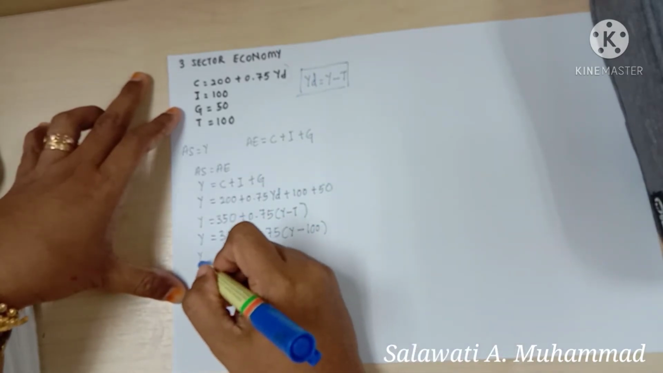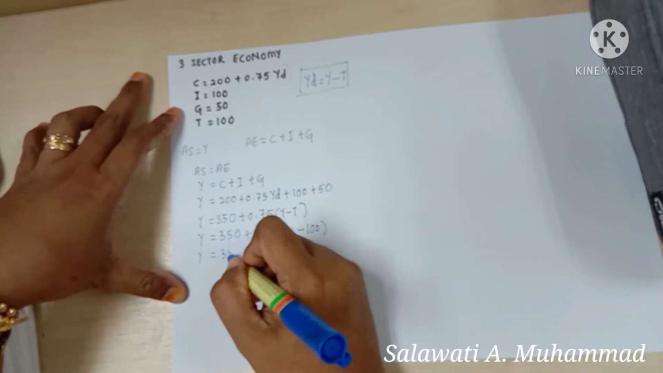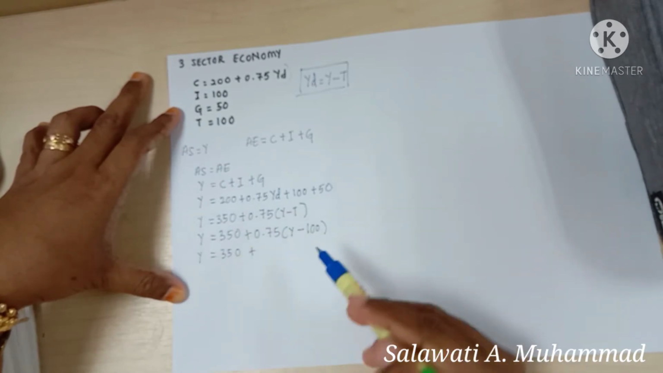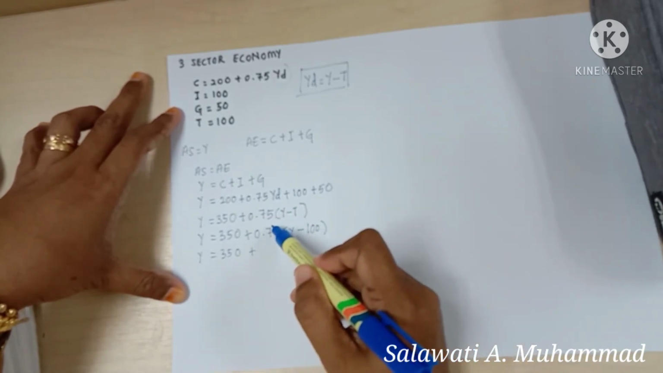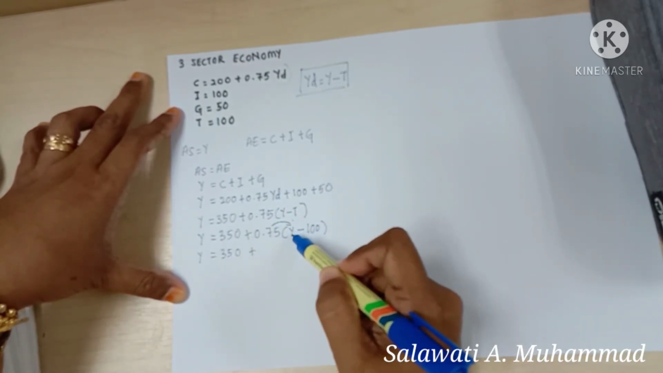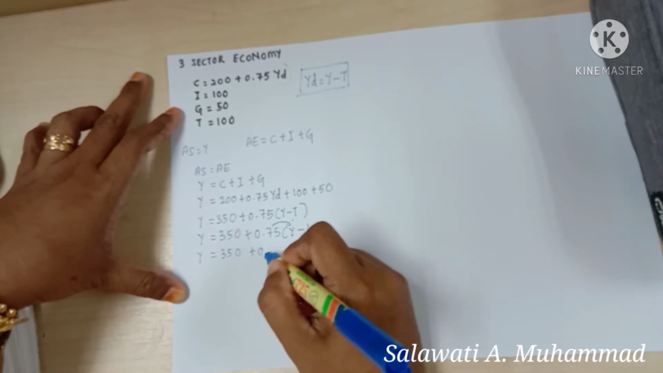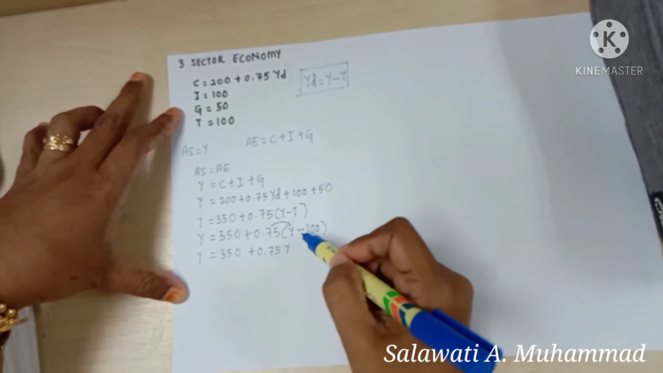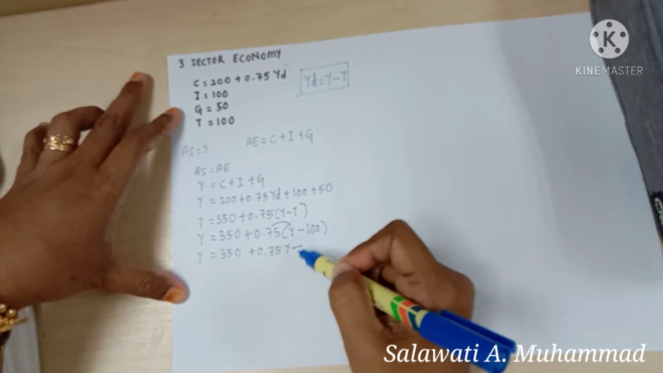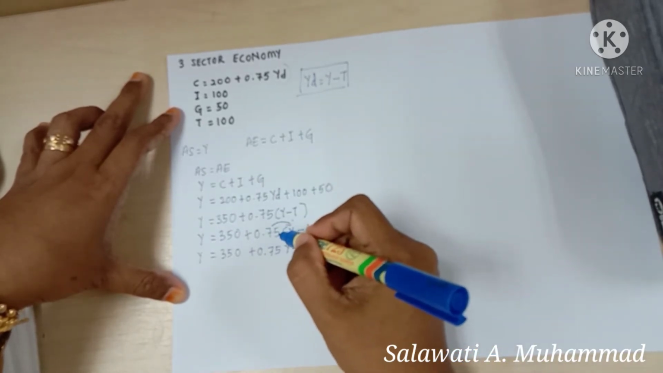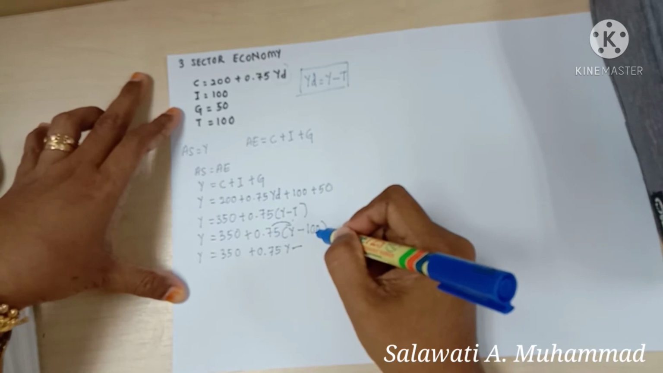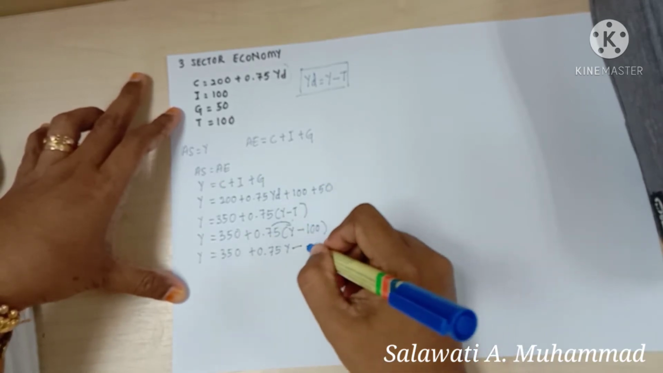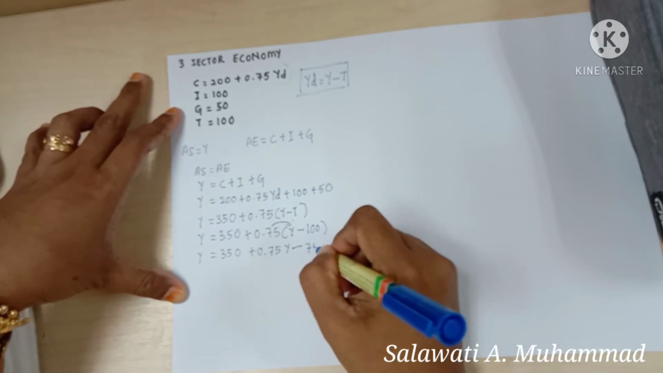So we go down. Okay. First, we multiply 0.75 with Y. It will become 0.75Y. Next, we have subtract here 0.75 times 100. Okay, so it will become 75.